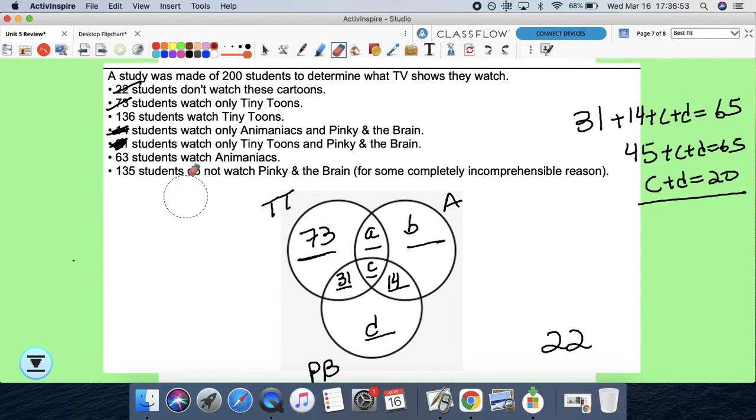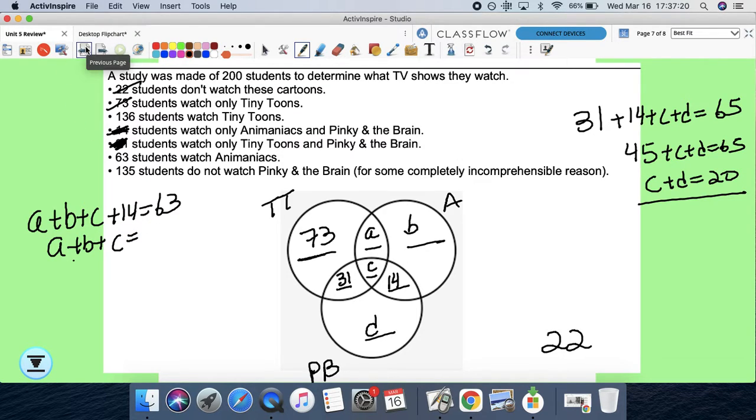I need some room here. Now, 63 students watch Animaniacs, and Animaniacs is the A, B, C plus 14. So I'm going to write A plus B plus C plus 14 equals 63. If I subtract 14 from each side, I get 63 minus 14, which is 49. So A plus B plus C equals 49, but guess what? Nothing. Sorry, I was thinking of using C plus D, but I can't.